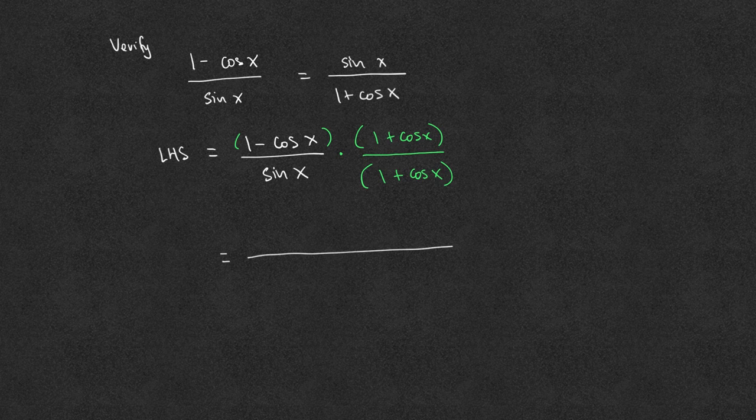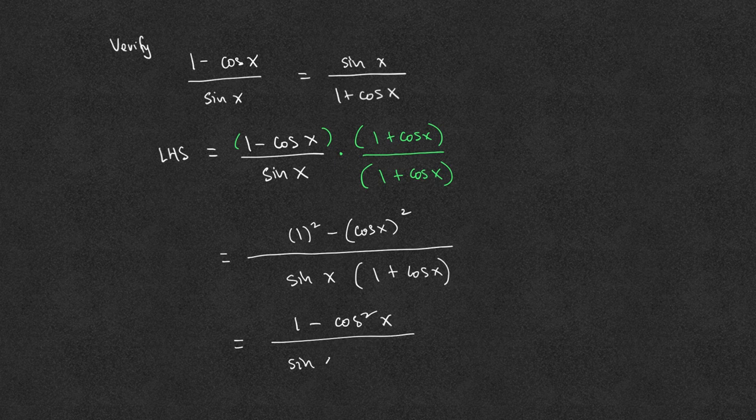The numerator is the product of the two conjugates, so it is the difference of two squares: 1 squared minus cosine of x squared. The denominator is sine of x times (1 plus cosine of x). And in the numerator, it is 1 minus cosine squared of x, over sine of x times (1 plus cosine of x) in the denominator.